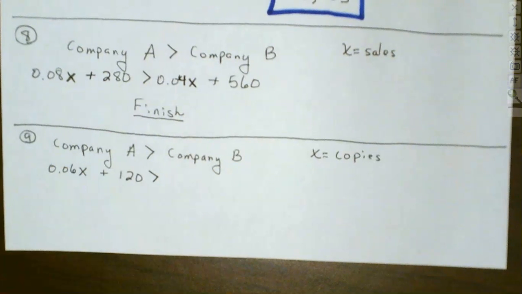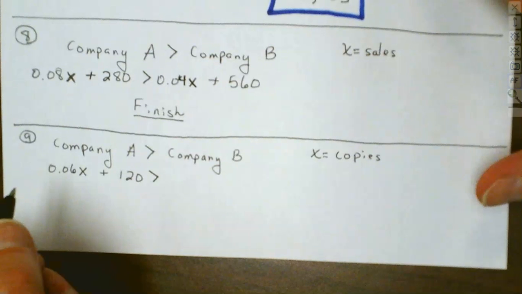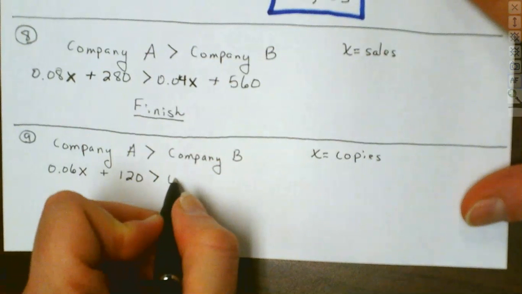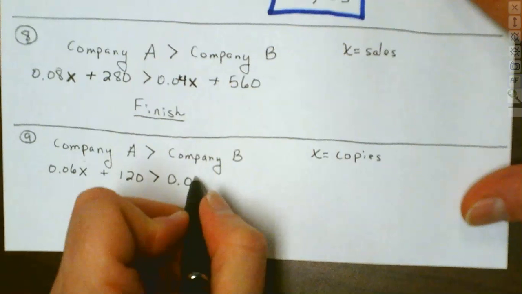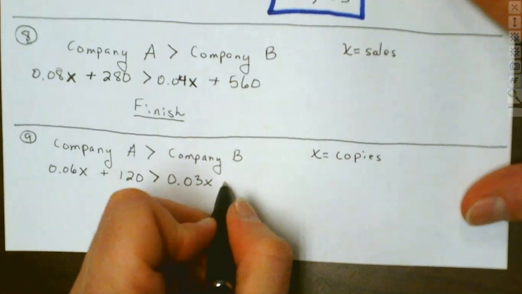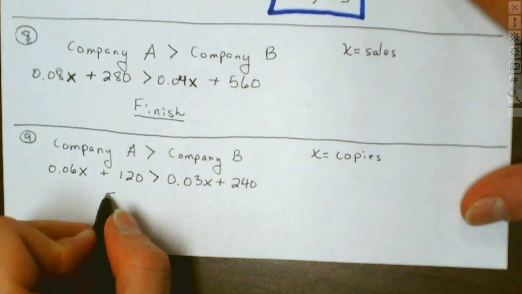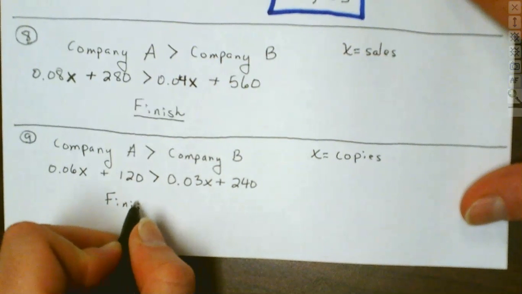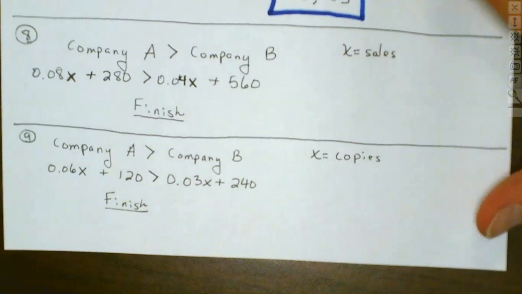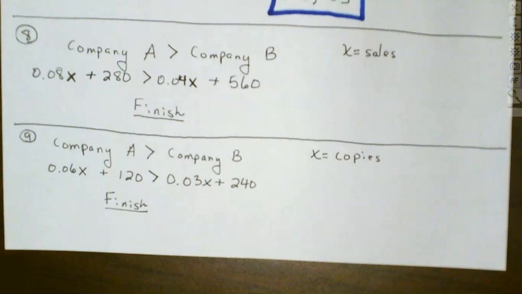What about company B? Company B only charges 3 cents a copy. So that would be 0.03x plus 240. And you should be able to finish it from there. So you move things around and you'll be able to solve it.